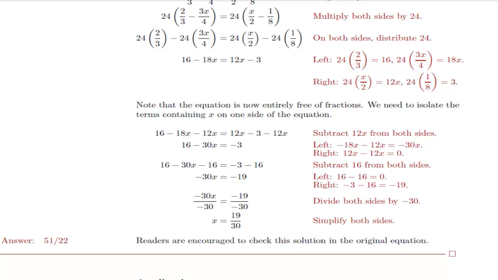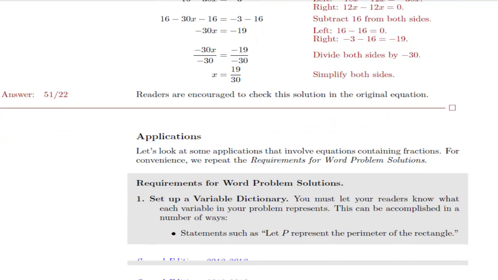On the left, 16 minus 30x minus 16 leaves us with a negative 30x, and on the right, negative 3 minus 16 is negative 19. We'll divide both sides by negative 30 to get x by itself. On the left, negative 30 times x divided by negative 30 is x, and on the right, negative 19 divided by negative 30 is a positive 19 over 30. Readers are encouraged to check the solution of 19 over 30 in the original equation.